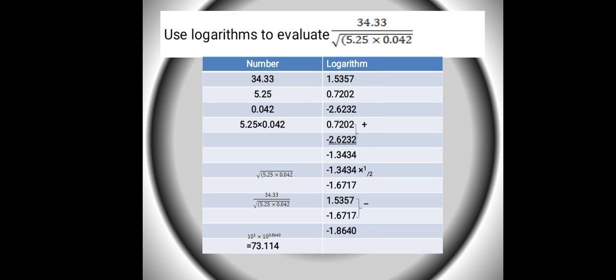the denominator. What do we get for the denominator? We get 1.3434. Now get the square root of the denominator. We have 1.6717. Now subtract the results from the numerator. We get 1.8640. Get the logarithm of the results. We get 73.114.